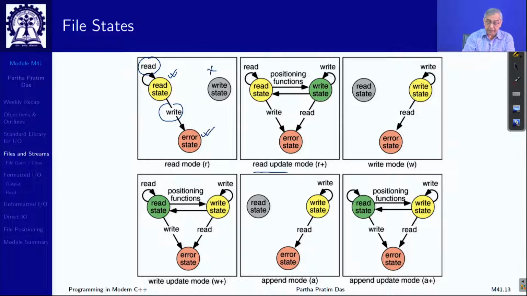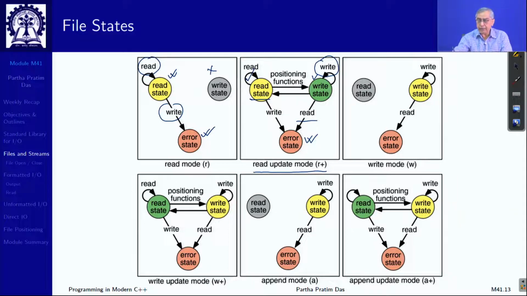Whereas, if you do it in the read plus mode, the read update mode, then in the read state it can keep on reading. You can reposition your marker. I will show how to reposition the marker and come to the write state, where you can keep on writing, and you will remain in that state. You can again reposition and go back to the read state. So, you can write some data, go back, read it again, go forward, write again, and so on. But if you try to do read on a write state or write on a read state, then you will come to an error. Repositioning properly is absolutely necessary for doing the other kind of operation. So, that is the basic principle.